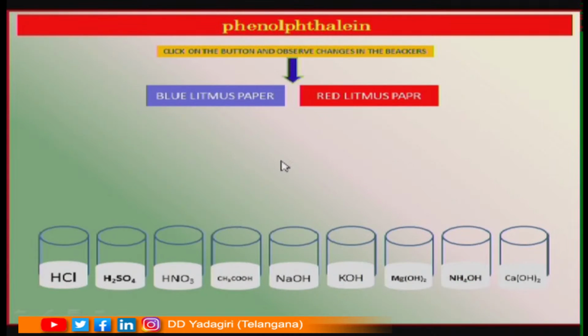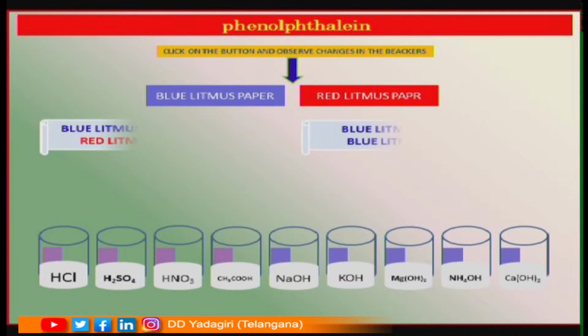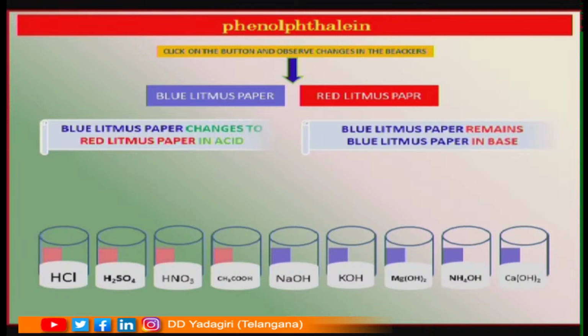Now, let us see, there are some chemicals listed in our book also: hydrochloric acid, H2SO4, nitric acid, acetic acid, sodium hydroxide, potassium hydroxide, magnesium hydroxide, ammonium hydroxide and calcium hydroxide. Out of them, some chemicals are acids and some chemicals are bases. Now, let us see what happens whenever we dip blue litmus paper in all these beakers. Just see, slowly the blue litmus changes to red. That is the characteristic property of acids. This shows that acids turn blue litmus to red.